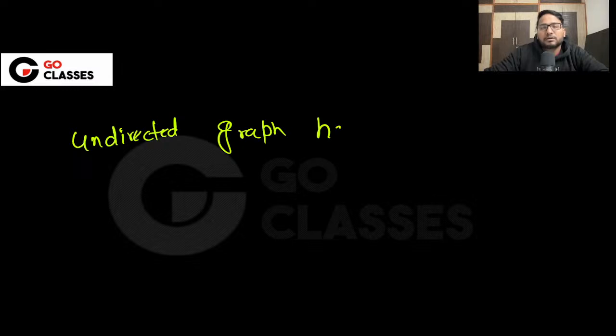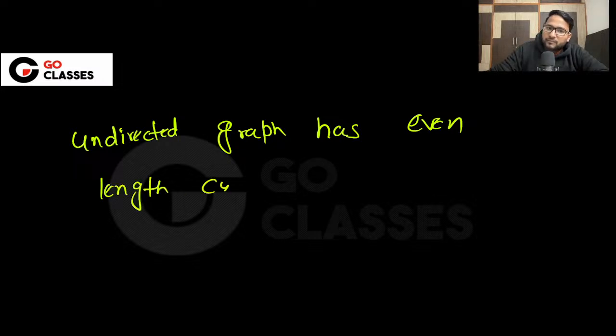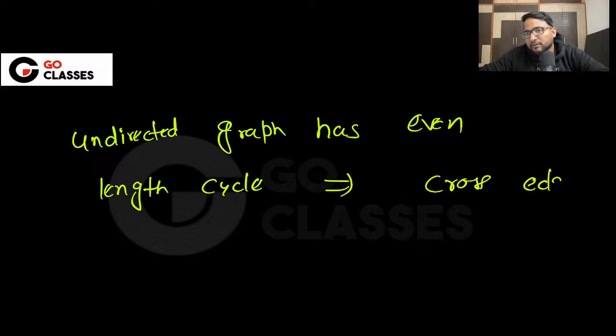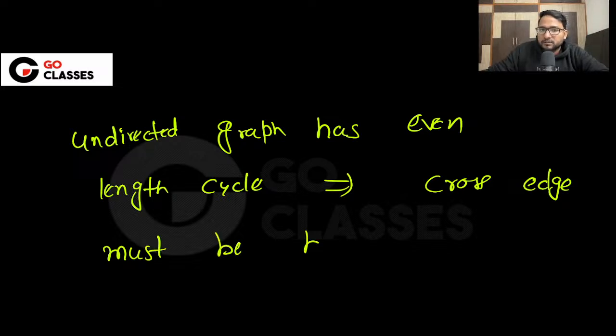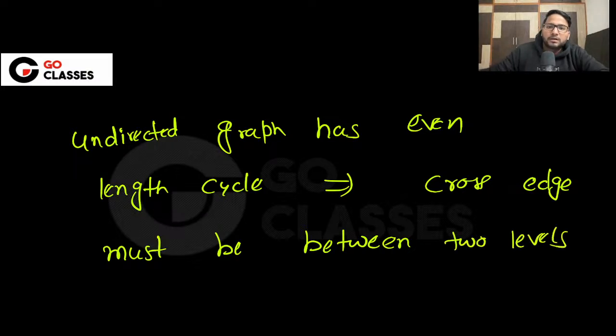Okay. If someone says that an undirected graph has an even length cycle, then the cross edge must be across the levels. Okay, cross edge must be between two levels. False or true? Tell me. This is even length, right? So this is true, right?